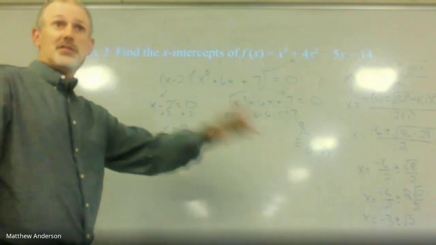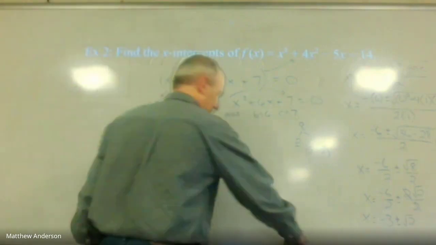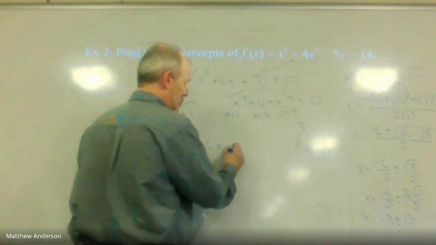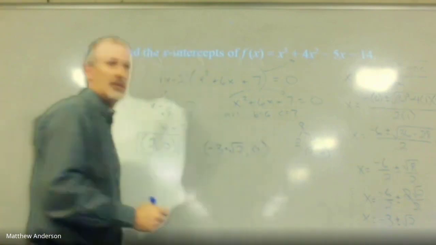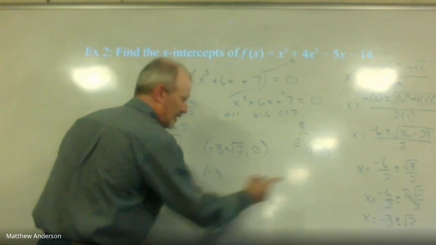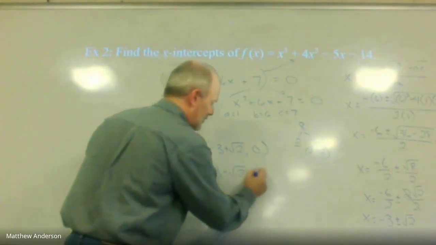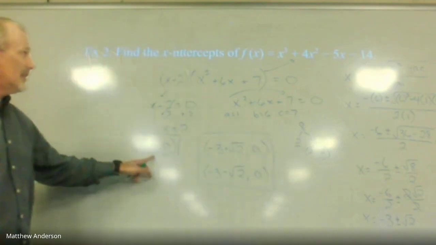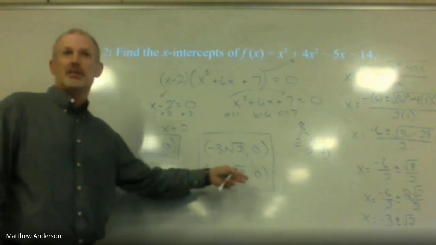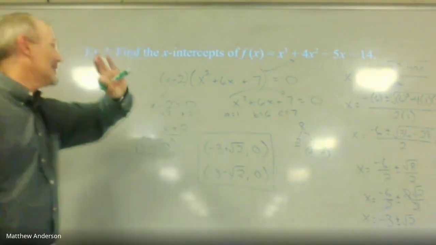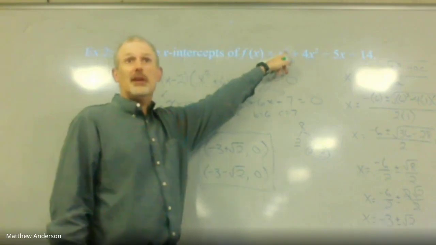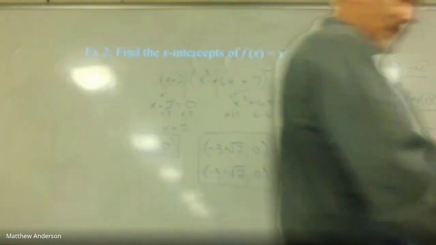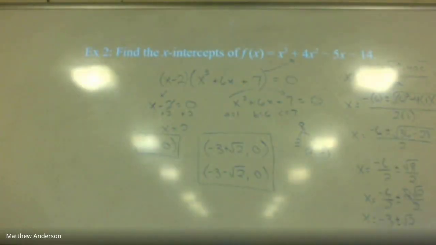So remember, that's 2 answers. So our other 2 intercepts are negative 3 plus the square root of 2, comma 0. And then negative 3 minus the square root of 2, comma 0. So notice here was one of our x-intercepts, and here are the other 2 x-intercepts. So we have a total of 3, which makes sense because the degree is 3, right? And that's how many we could have. If the degree is 3, we can have up to 3 x-intercepts.